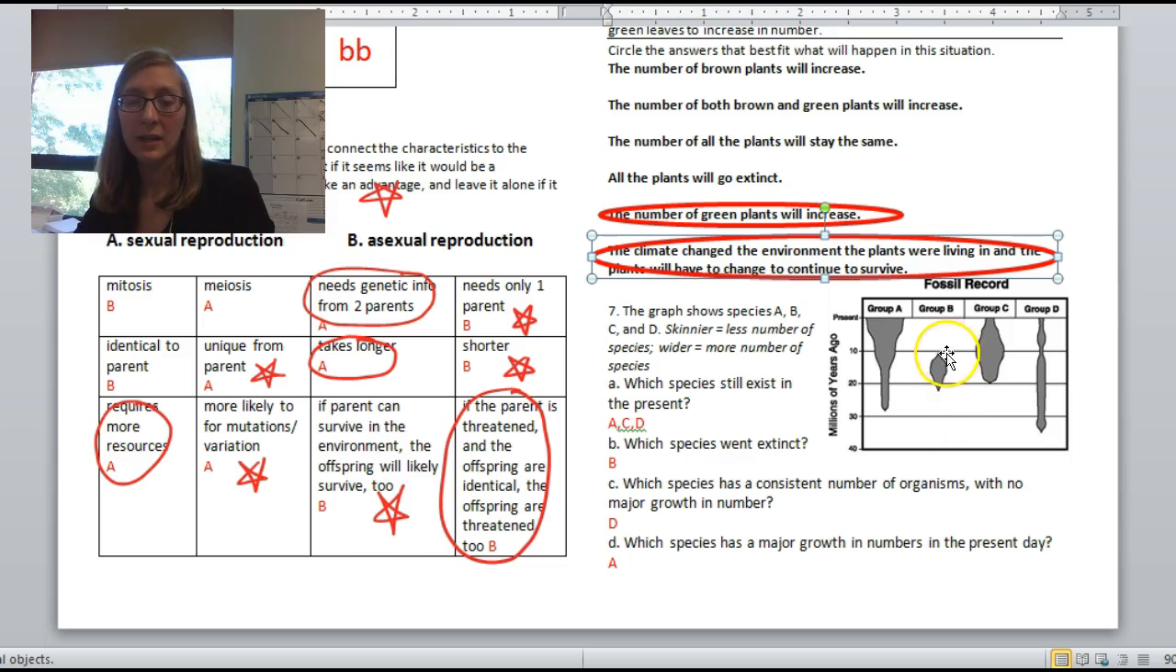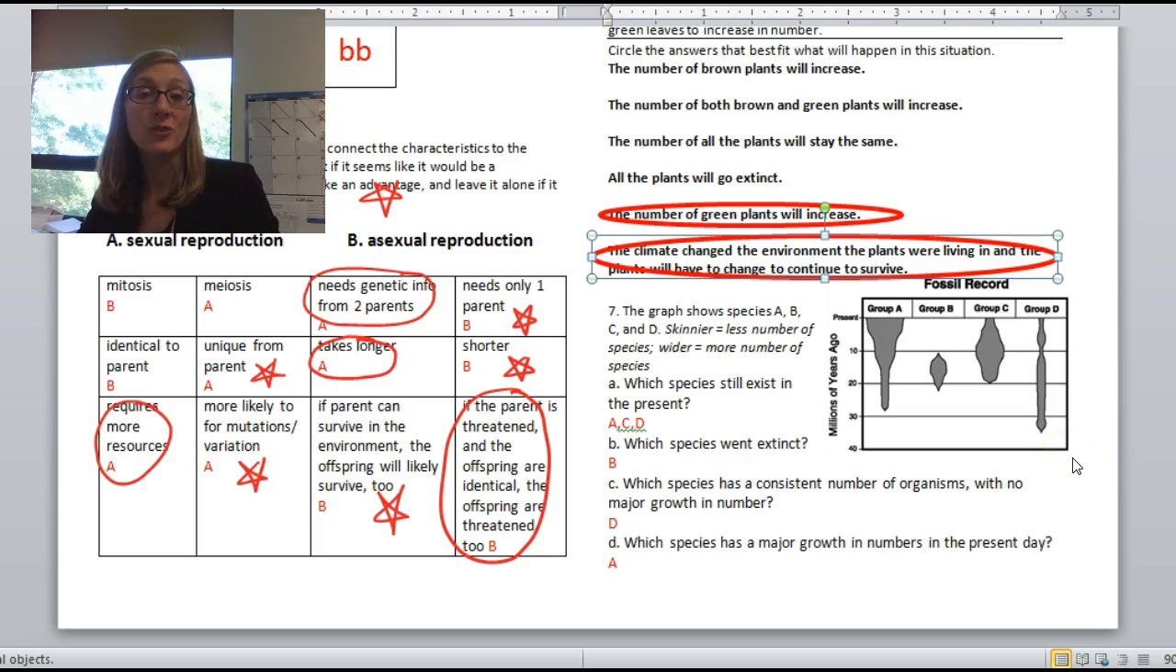All right, which one went extinct? Well, Group B here started a little earlier than 20 million years ago, and ended about 10 million years ago, and there's nothing else beyond that, so that one went extinct. Sorry, Group B. Okay, which species has a consistent number of organisms? Well, Group D here is about the same width, and if you read up here, it says skinnier equals less number of species, and wider is more number. So we would interpret this data that, I mean, they had a little bit of a reduction in numbers there, but overall, it was pretty consistent.